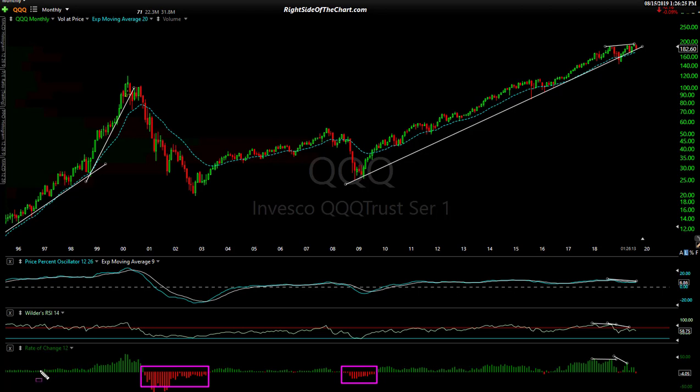ROC 12, rate of change 12. When the histogram, when the bars are green, when it's above the zero line, that gives you the green bars, you're in a bull market. And when it crosses down below, you're in a bear market. So you see a few whipsaws along the way. Sometimes I'll play around and change the setting. But you can see we had a little shot across the bow there, and then boom.